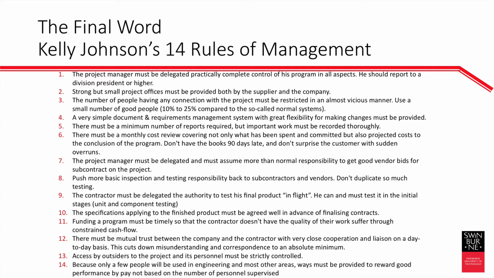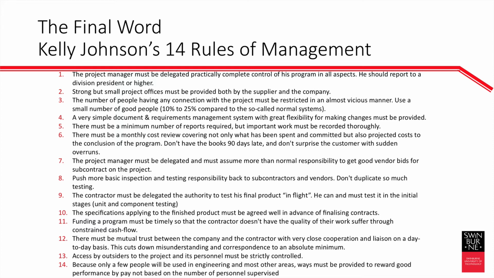Johnson completed that project under budget, ahead of time, and he delivered 2 planes, not 1. And he came up with 14 rules of project management. The project manager must be delegated practically complete control of his program in all aspects, and he should report to a division president or higher. Excuse the male language, this was written in the 50s. Strong but small project officers must be provided both by the supplier and the company. The number of people having any connection with the project must be restricted in an almost vicious manner. So small projects, again, the same principle as Agile.